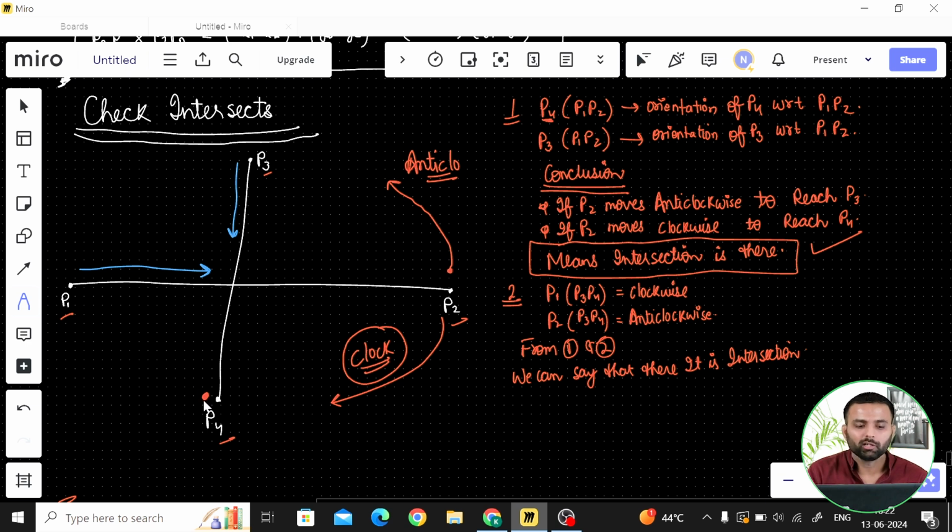I just want to calculate the P1 direction. If you see here, the P1 direction is clockwise. Now I'm here. I just have to calculate the P2 direction. Where is it? It's in the anti-clockwise. So I hope you understand this. If both directions are opposite, it means that there is an intersection, right? So from these 2 points, I hope you understood how we can calculate whether the intersection is there or not.